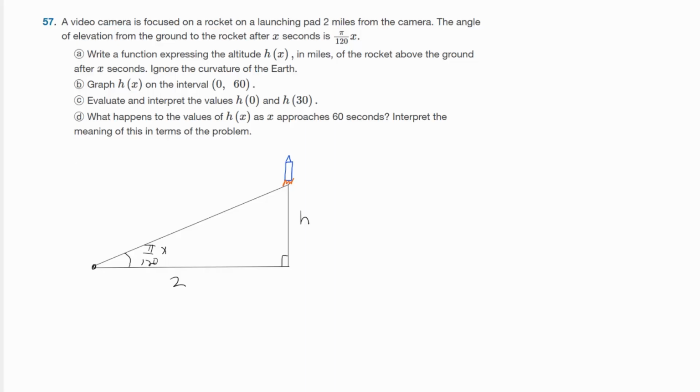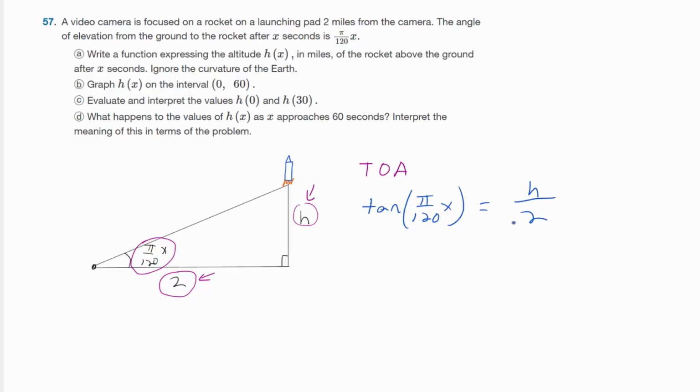Okay, so what are we given? We're given this length. This is our angle. And we want h. So this involves the TOA part of SOHCAHTOA because we want the opposite side. We have the adjacent side. So tangent equals opposite over adjacent. Okay, so let's set that up. The tangent of the angle, which is pi over 120 times x, is equal to h over 2.